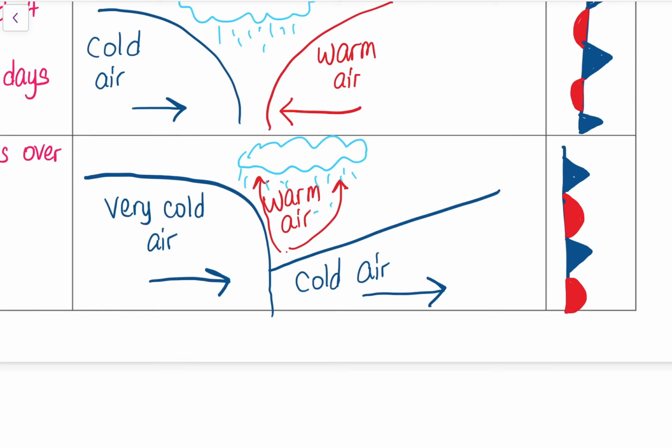The symbol for an occluded front, the shapes are on the same side, but it's alternating blue triangle, red semicircle.